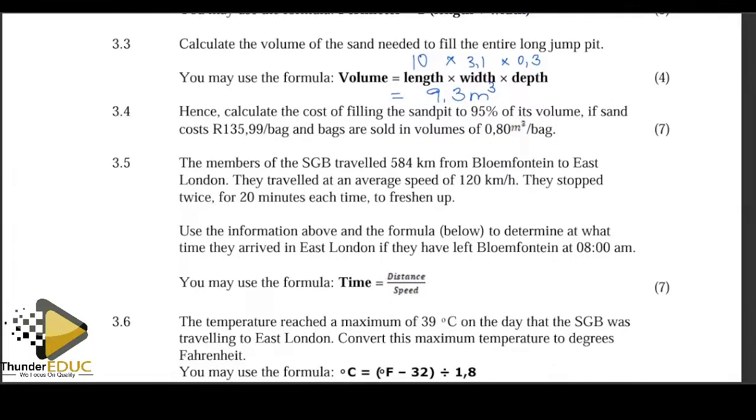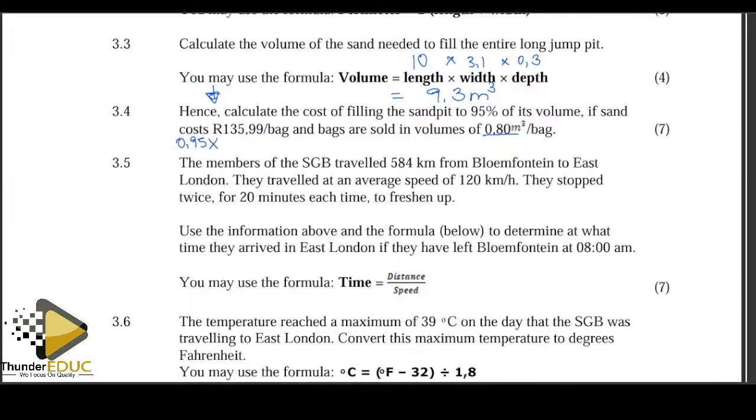Question number 3.4. Hence, calculate. That means from the answer that you've got, you are continuing to this. They're telling us hence, so therefore. Calculate the cost of filling the sand pit to 95% of its volume if the sand costs 135 rands 99 cents per bag and bags are sold in volumes of 0,8 meters cubed per bag. So we need to know how many bags we need, because they sell bags, they don't sell volume. But before we look for the bags, we need to first find out how much volume we need.